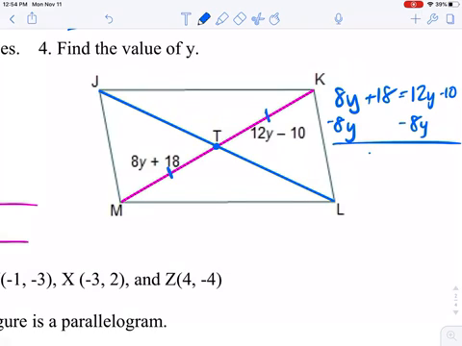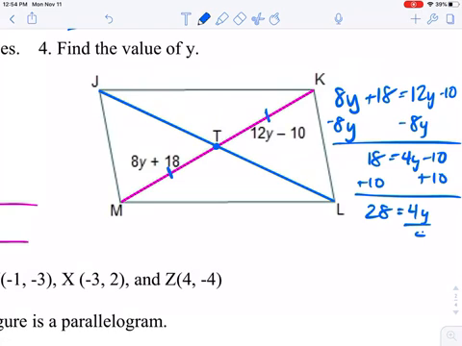I'll subtract 8y from both sides. And I'll add 10 to both sides. And I'll divide by 4. And I get that y equals 7. So there is the value of y. Y is 7.